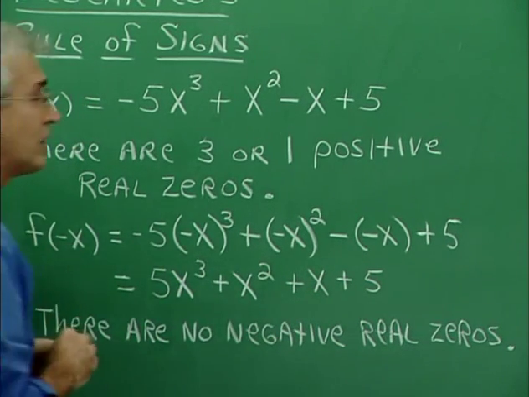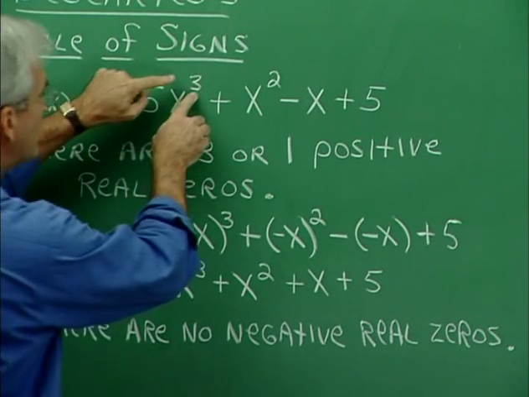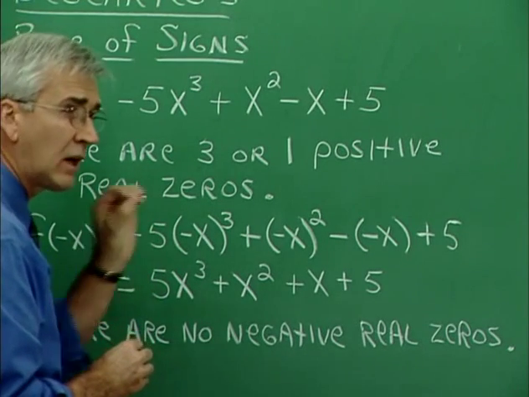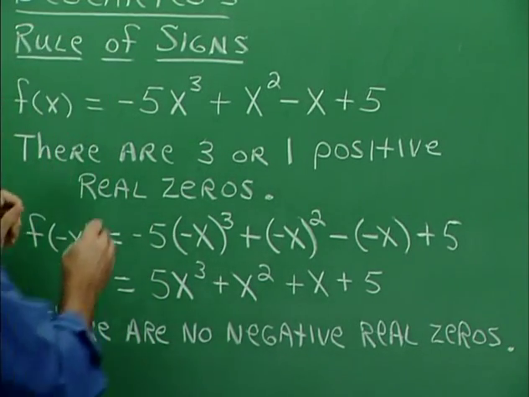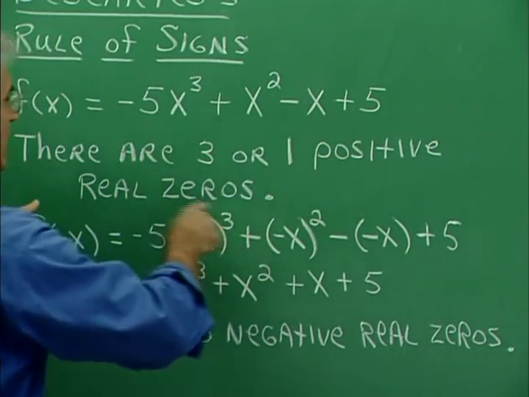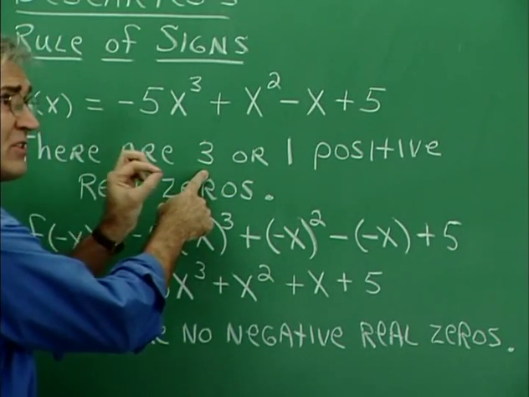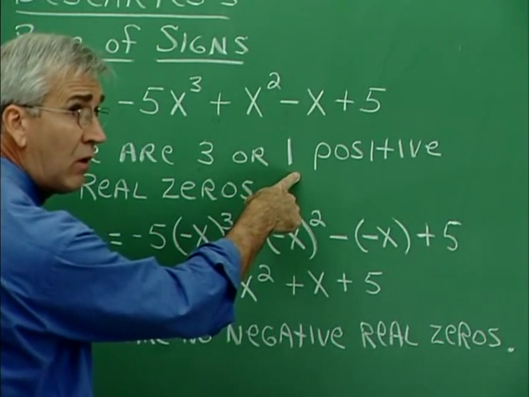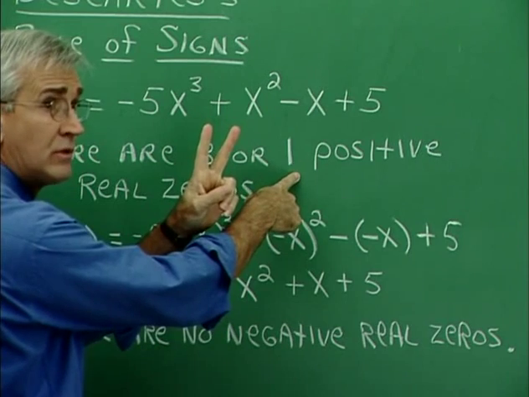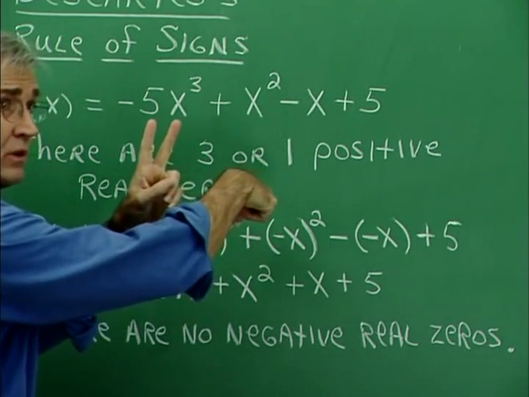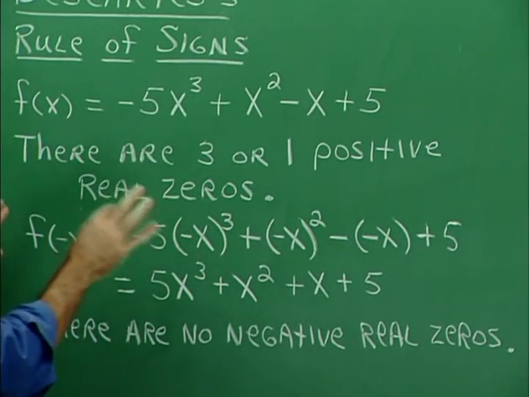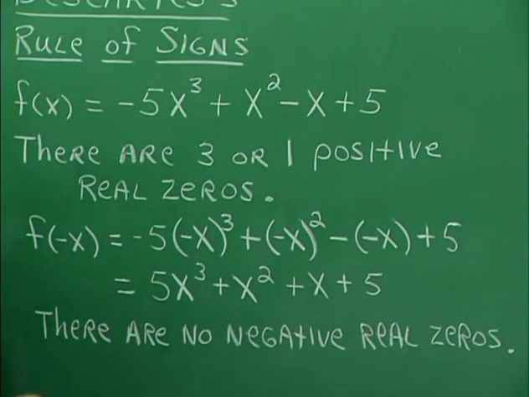Now, here's an intriguing thought about this problem. If this is a third-degree polynomial function, we know that there are 3 zeros in the complex numbers. It is either the case that all 3 of them are positive real zeros, or we have 1 positive real zero and 2 complex ones, because we don't have any negative real zeros. So by this analysis, we can make some decisions about the nature of this function and its graph.